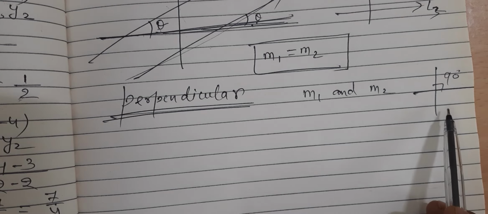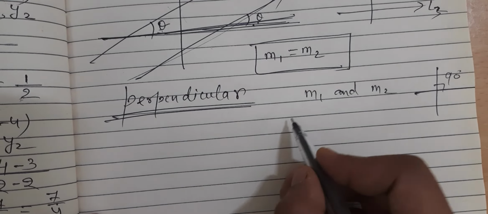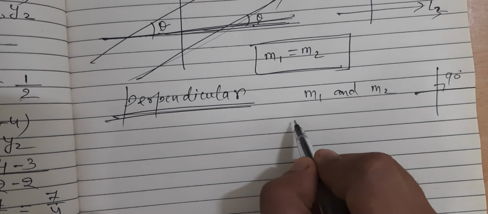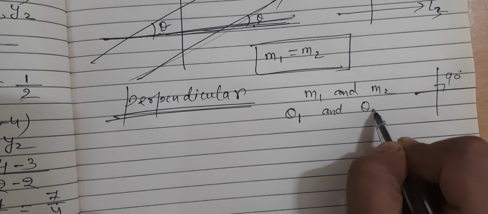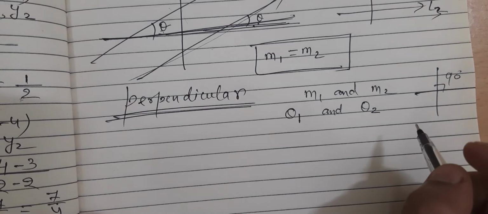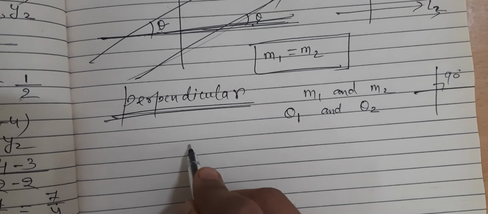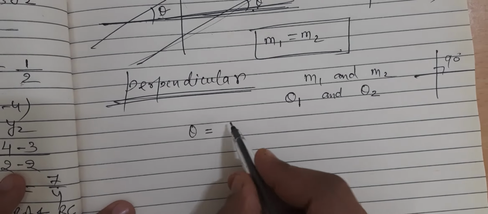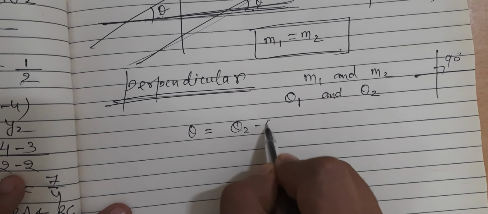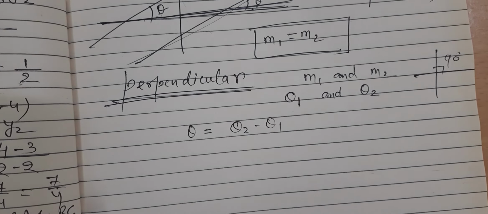So if the angle between them is 90 degrees, we can take the angle between line 1 and the positive x-axis as theta 1, and the angle between the second line and the x-axis as theta 2, and let the angle between the lines be theta. This theta is nothing but the difference between both the angles. This derivation is completely up to you.